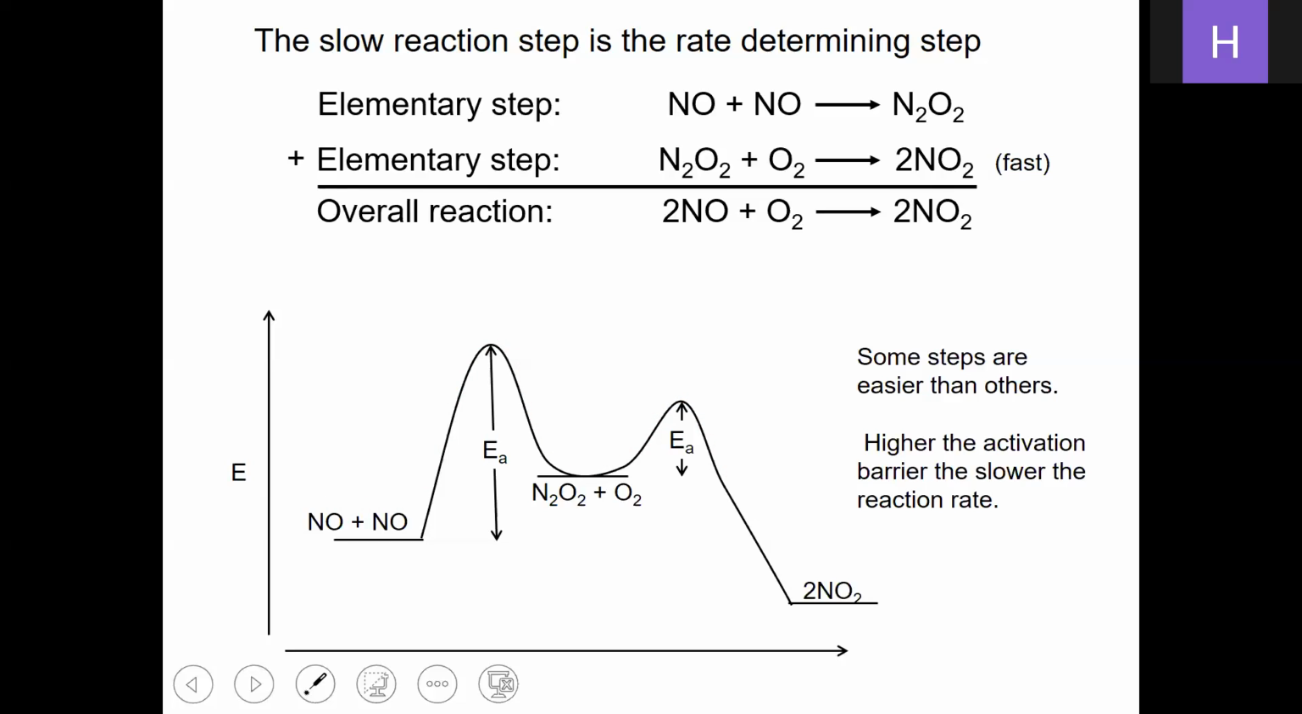So that second step is the fast step, while the first step is the slow one. I'm not saying anything about exactly how fast or exactly how slow so far, but comparatively, the first step is slower than the second one because the first hump is taller than the second one. That's good enough for now.